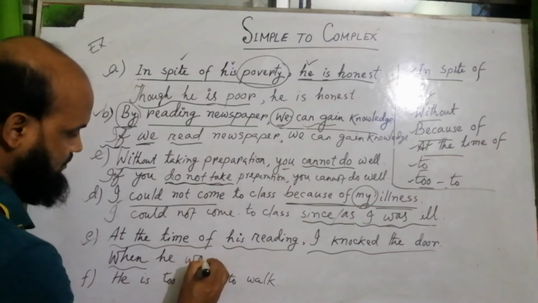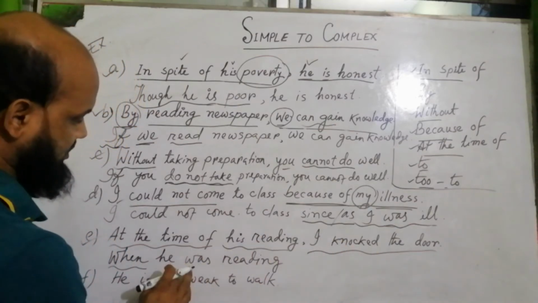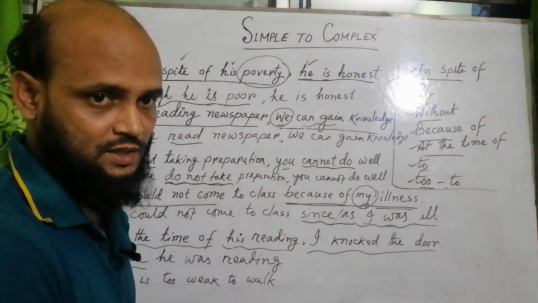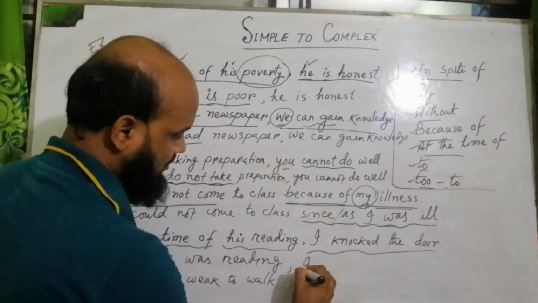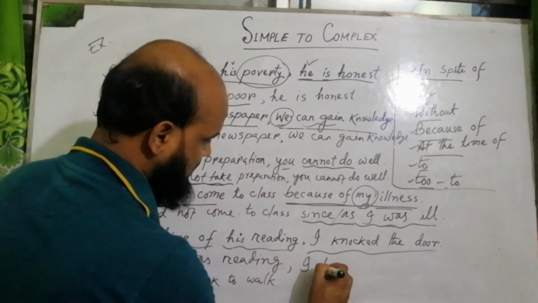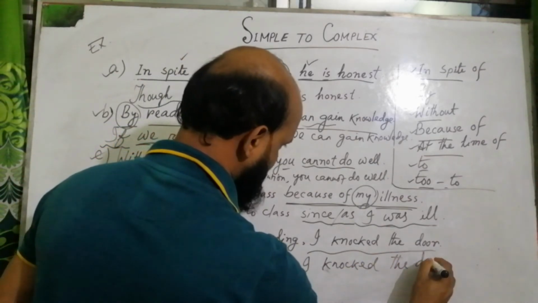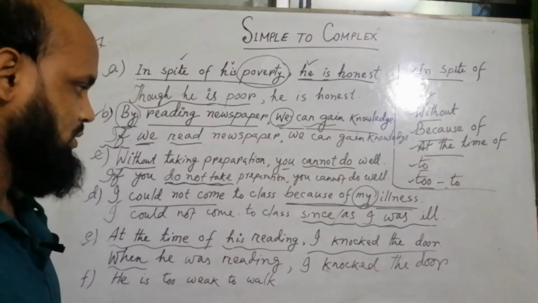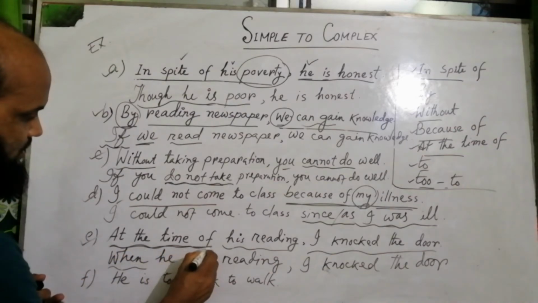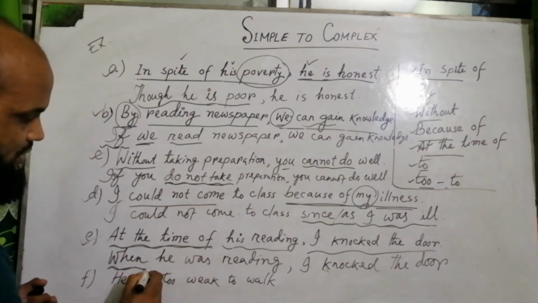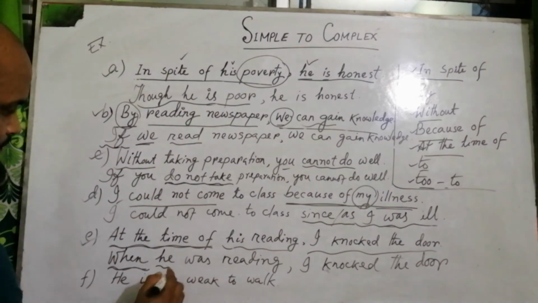When he was reading, because this is in past tense, you can write the past continuous tense because something was going on at the time when I knocked the door. When he was reading, and write the principal clause. I knocked the door. I knocked the door. Now, so you can write at the time of, instead of at the time of, you can write when in the beginning of complex sentence. So write the appropriate subject and the verb.